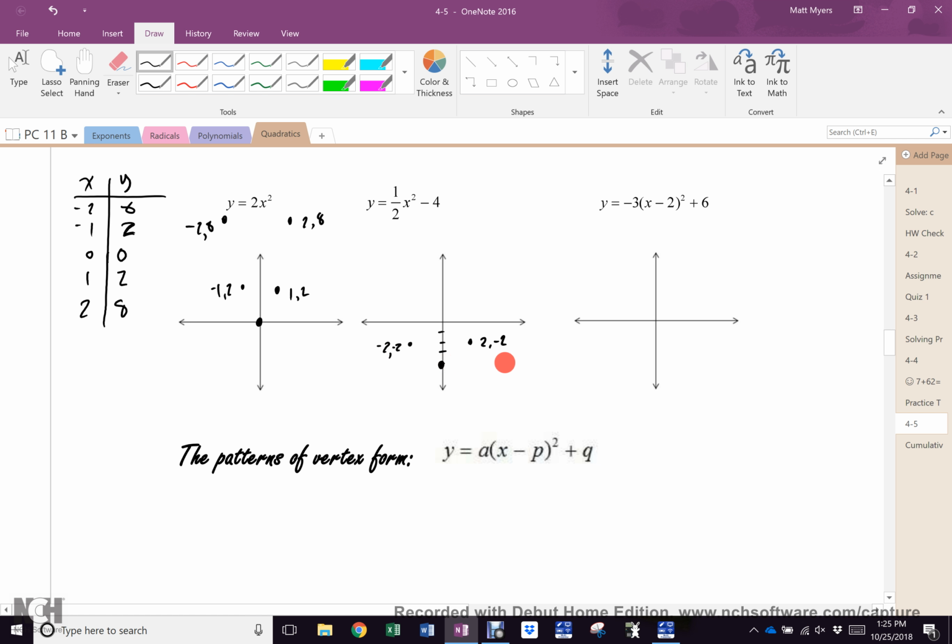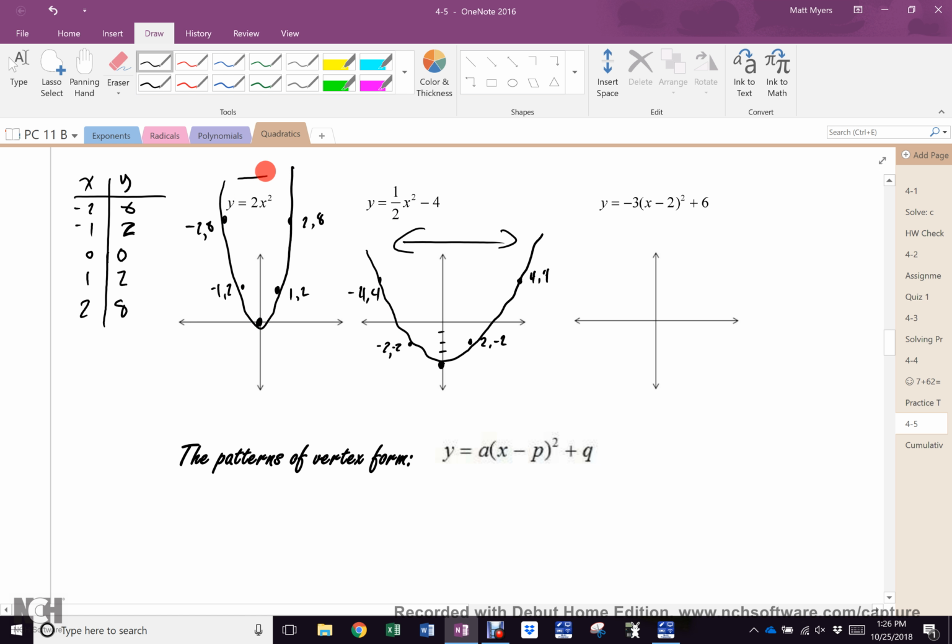When I go over 4, how far up should I go? 16. But it's halved. So how far up will I go? 8. So if I go over here to 4, I'm going to be up here at positive 4. And what will I be over here? Negative 4. Now please look. When it's a fraction, what happens to my parabola? It widens this way. When it's a whole number, what happens to my parabola?